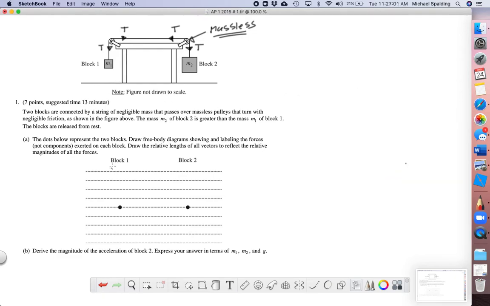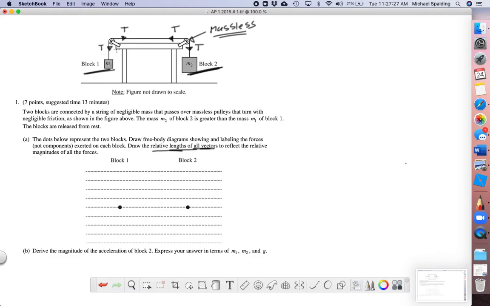Okay, so the first thing we're going to do is free body diagrams for each block, where these dots represent the blocks. And we have to pay attention to the relative lengths of the vectors that we draw that represent the forces. So the thing to realize is that block 2 has a greater mass than block 1.